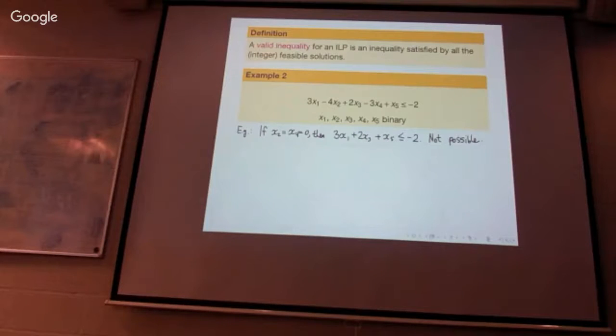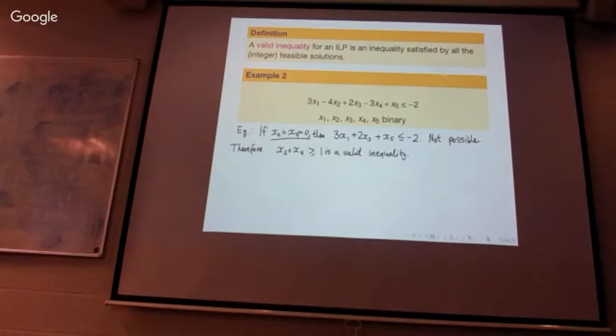So if that's not possible, that means that x2 and x4 are both 0 is not possible. So at least one of x2 and x4 has to be 1. So x2 plus x4 has to be at least 1. And so this is a valid inequality.